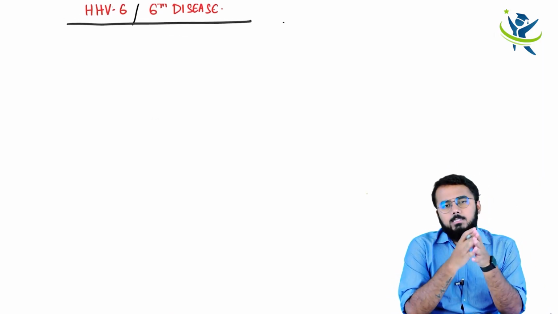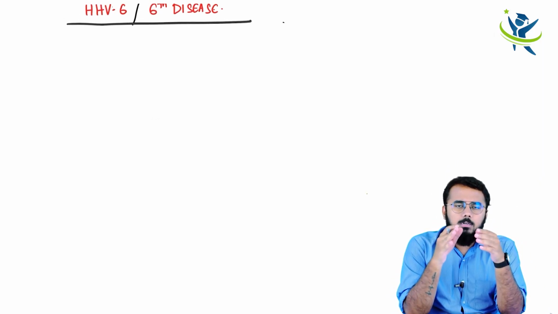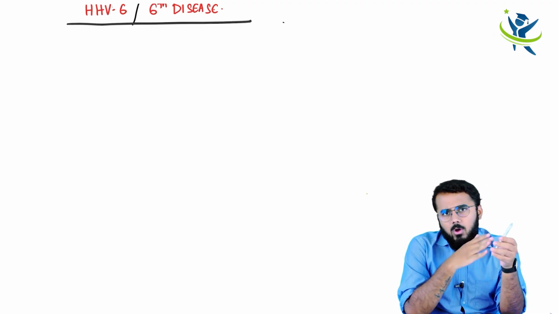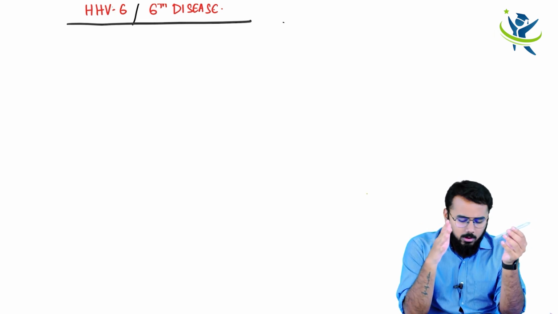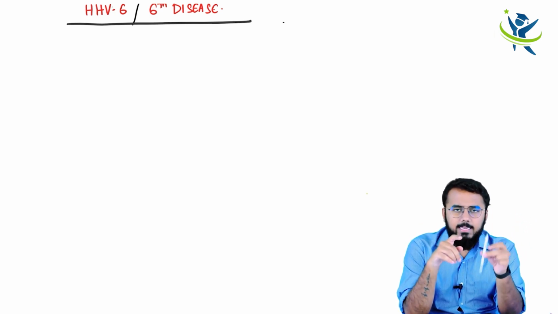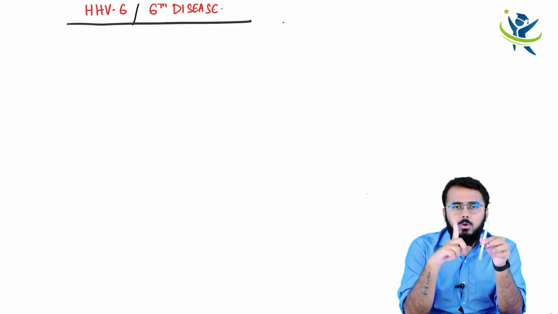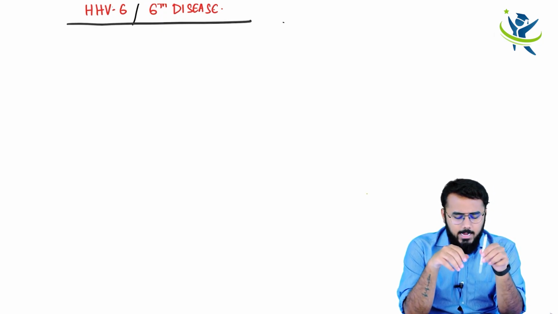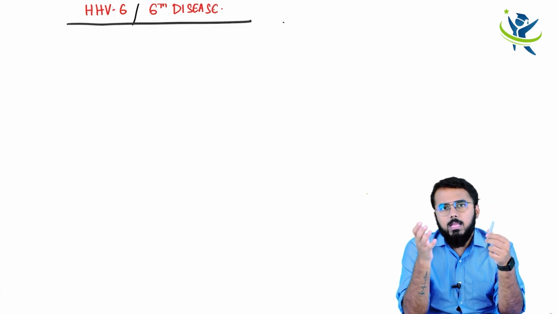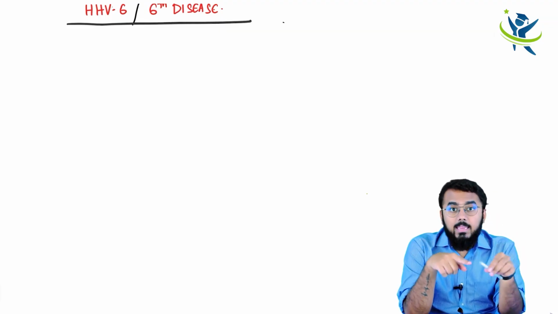The first important thing is that I have already told you during the introductory discussion of herpes viruses that all of these herpes viruses have a linear DNA, right? The DNA is straight. It is not coiled, it is a linear DNA. Moreover, this DNA is double stranded, okay? And the third important thing, it is enveloped.